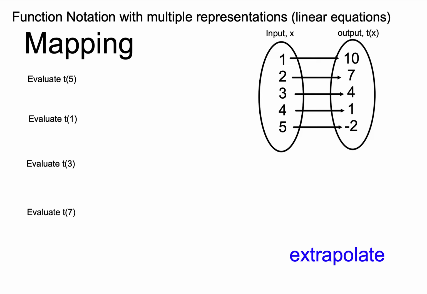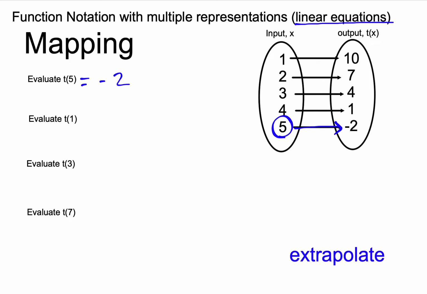From a mapping diagram, you're going to find your input and look for the corresponding output by following the arrow. Now these are linear relationships, so we can use linear patterns to find missing values. T of 5, we find the input of 5 and find the output that it goes to. T of 5 ends up being negative 2.